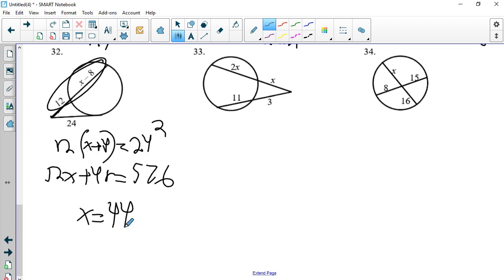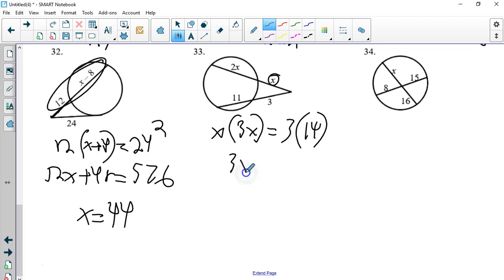All right? Outside, x times the total 2x plus x, which is 3x, equals 3, the outside, times the total, 11 plus 3 is 14. So that gives me 3x squared equals 42. If I divide by 3, I get x squared equals 14. And if I take the square root of both sides, x equals 3.74 rounded.